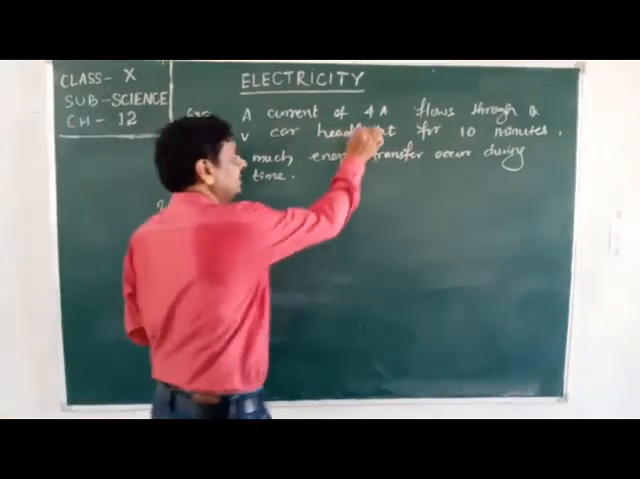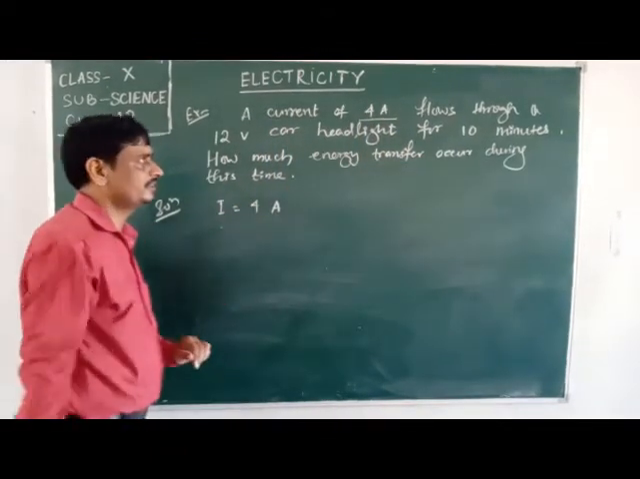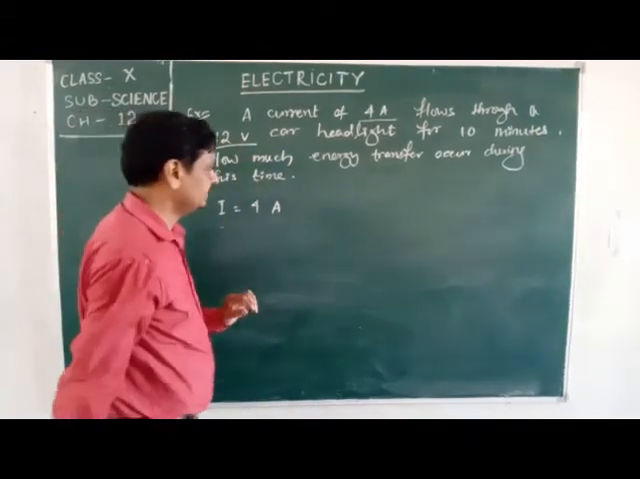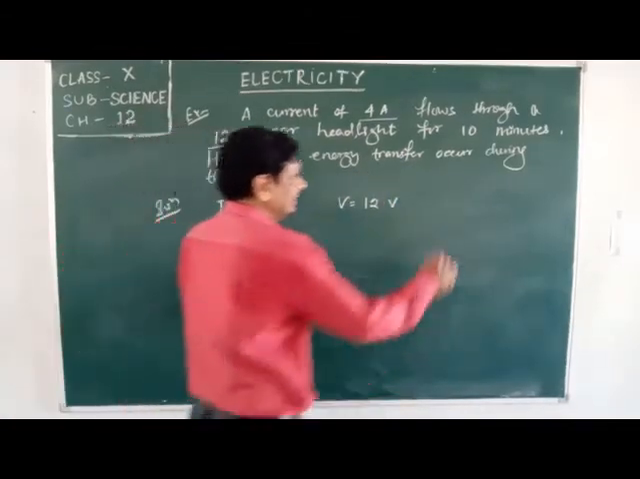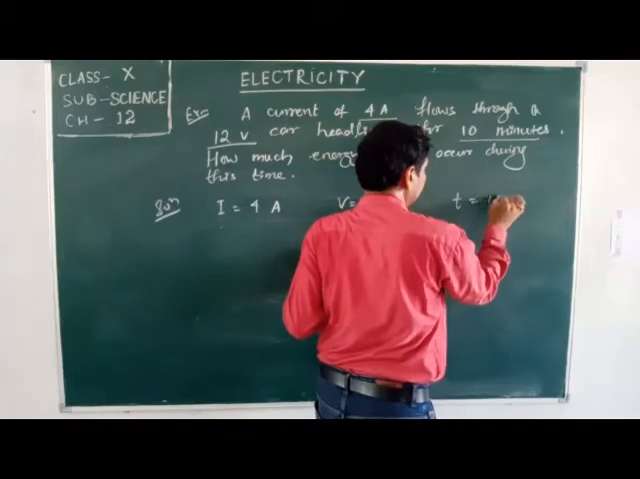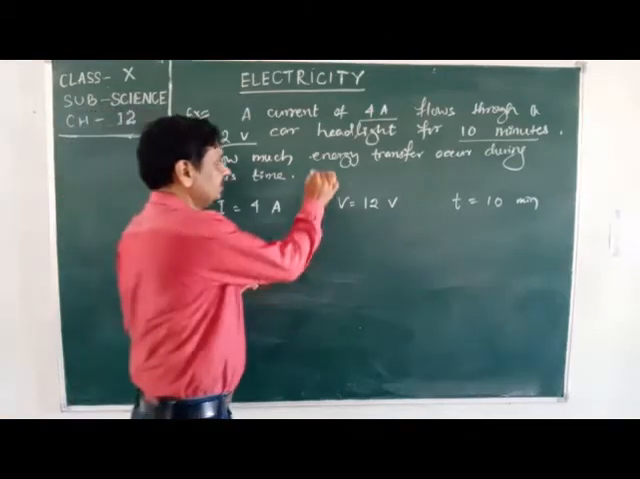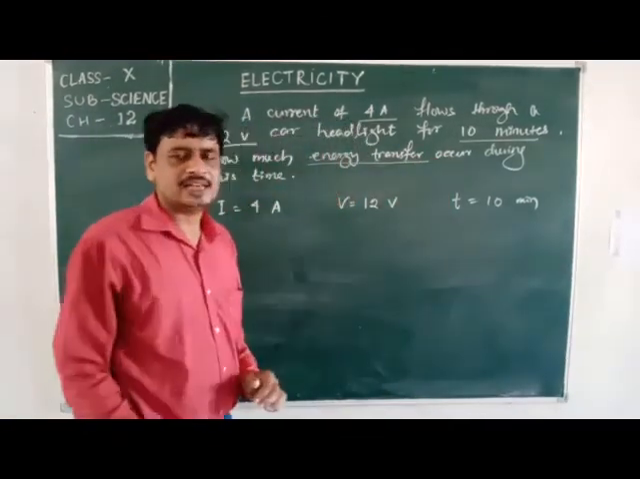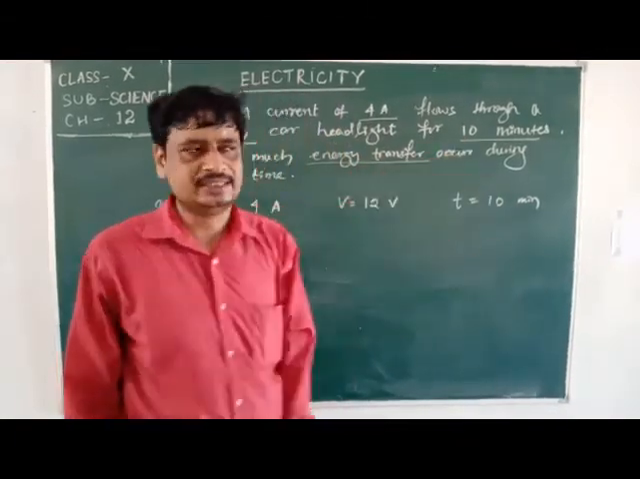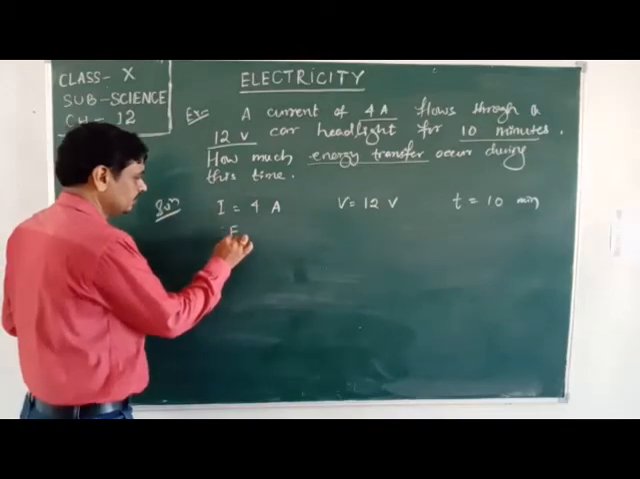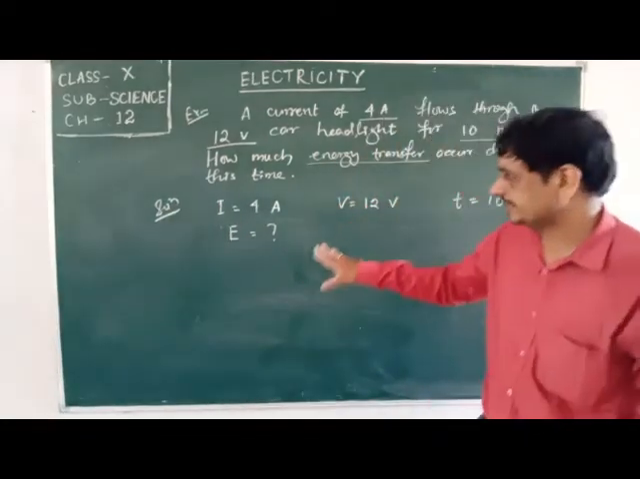First, it is given 4 ampere, that is electric current 4 ampere. Next, 12 volt, that is the potential difference is 12 volt. Time is 10 minutes. And we have to find the energy transfer, meaning how much energy is consumed by this car headlight during 10 minutes. That is E. We have to find E, the amount of electric energy consumed by the car headlight.